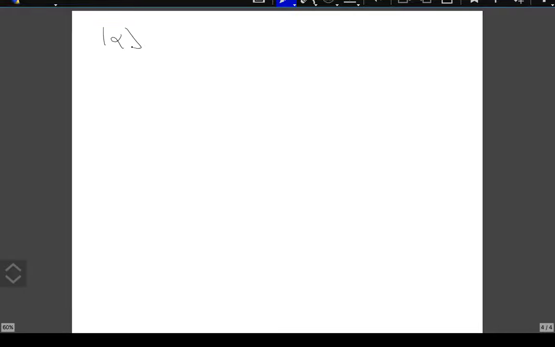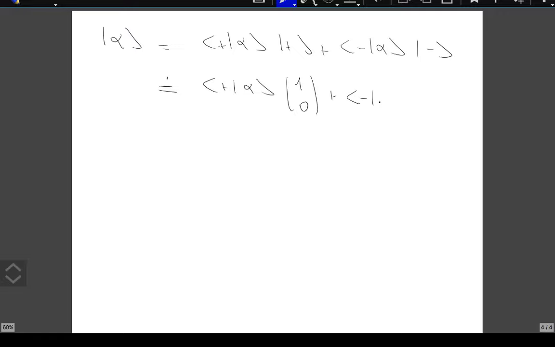If you have any object alpha, we can write this as alpha equals plus ket times the inner product of plus with alpha, plus minus ket times the inner product of minus with alpha. If you want to show it in matrix form, the plus ket we show by this column 1, 0. The minus ket, we show by 0, 1. So any ket alpha, we can just show by this column matrix.